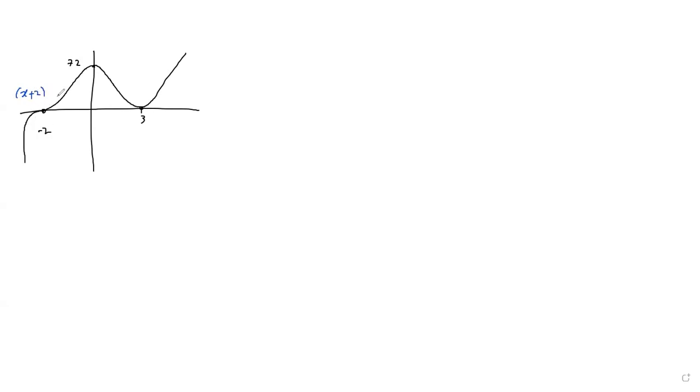The graph curves up and down here, so the behavior is like a power of 3. For the other zero, the bracket should be x minus 3, since the zero of x minus 3 is 3. And since the graph turns here, the power should be 2. So the general equation is y equals a, where a is a coefficient, times x plus 2 to the power of 3, times x minus 3 to the power of 2.